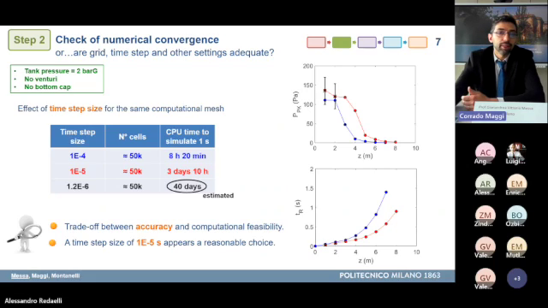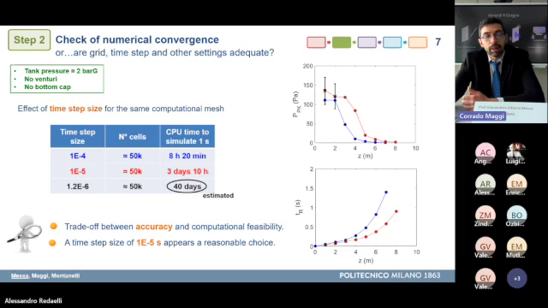And just to give you an idea of what I'm talking about, you can consider looking at the last column in the table. And in fact, when the time step size was 10 to the minus 4 seconds, in order to simulate 1 physical second of process, one would have to wait for about 8 hours. But if the time step size was reduced to 10 to the minus 5, the calculation time increased up to about 3 to 4 days.